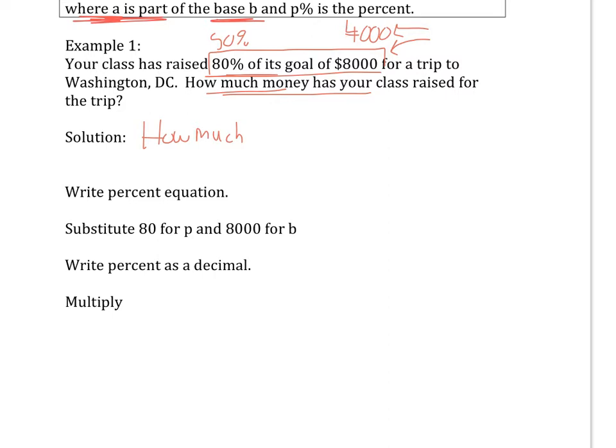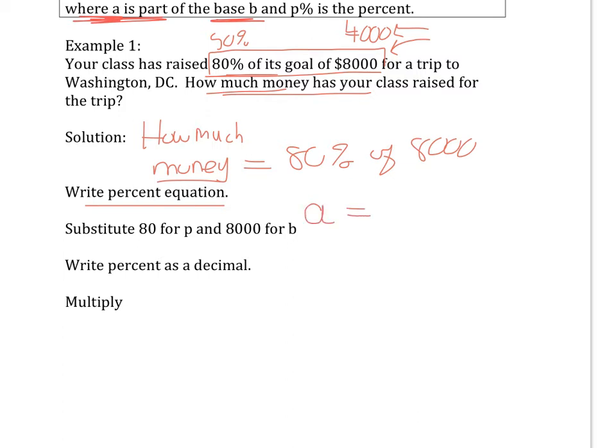So if we're finding how much money, we're going to find out that the amount of money we raised is going to be equal to 80% of the total 8,000. So I'm going to take that percent equation and make it a real math equation by putting for the amount of money, the part, A equals, I'm going to leave 80% right now, but I'm going to change the of to times.